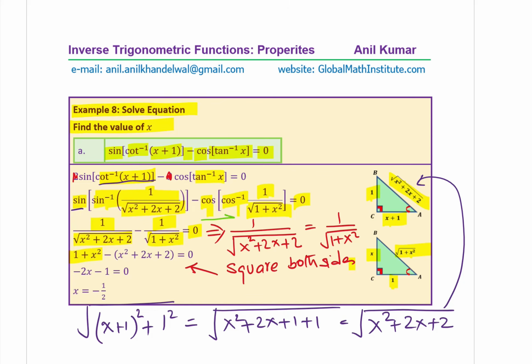So follow this path and then get to this equation. Now you can see x squared minus x squared, that gets cancelled. So you get minus 2x minus 1 equals to 0, which simplifies to x equals to minus half. And so we get the value of x as minus half in this particular case. So that is how it could be solved.